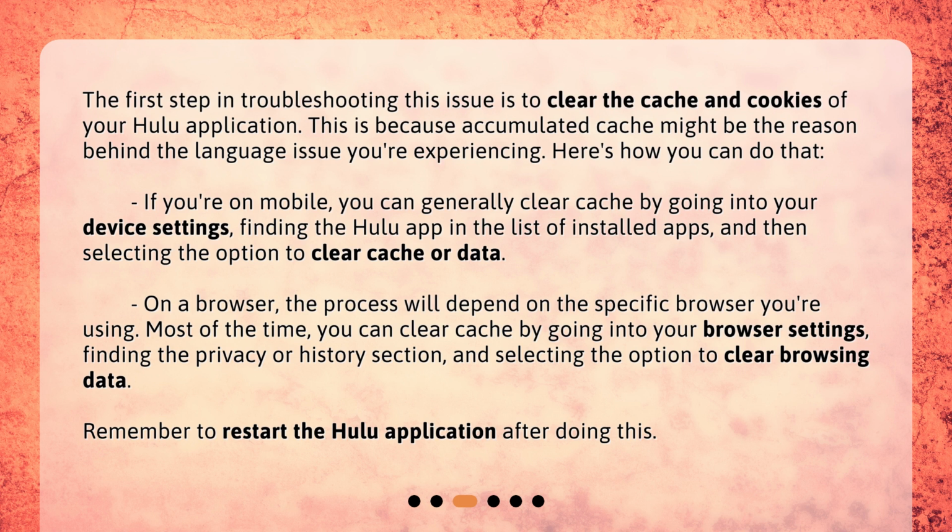If you're on mobile, you can generally clear cache by going into your device settings, finding the Hulu app in the list of installed apps, and then selecting the option to clear cache or data. On a browser, the process will depend on the specific browser you're using. Most of the time, you can clear cache by going into your browser settings, finding the privacy or history section, and selecting the option to clear browsing data. Remember to restart the Hulu application after doing this.